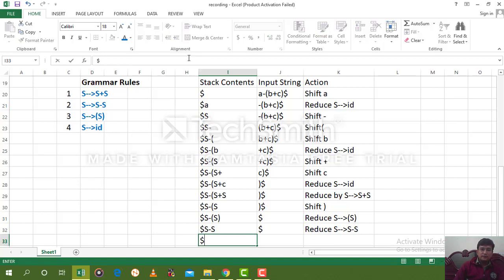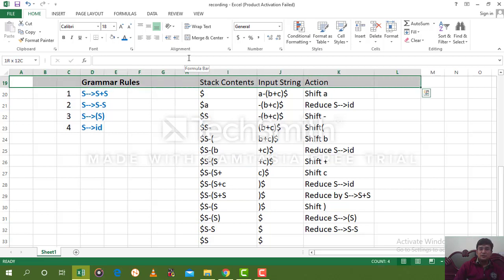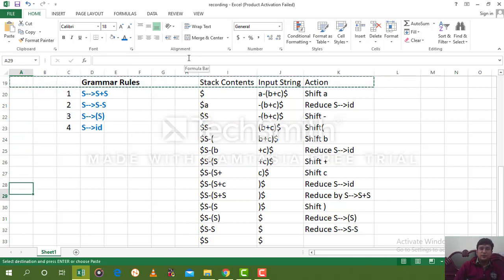Now we have the stack with the entire string converted to the start symbol. Since we have been able to do that, we will say that the string is correct according to the grammar. If we are able to convert the string to the start symbol, then the string is according to the grammar rules.